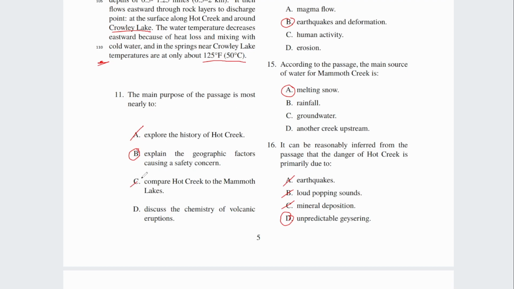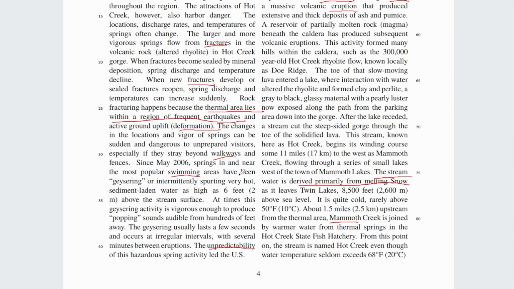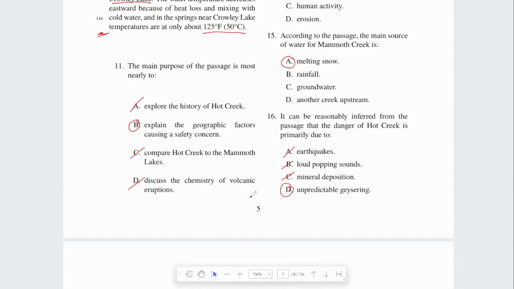Comparing Hot Creek and Mammoth Lakes, for one thing, it's sort of difficult to do because they're sort of the same. Mammoth Lakes flows into Hot Creek eventually, so the comparison happens when they compare the temperatures, but this is not the main purpose of the passage. This is a couple sentences, if that. And to discuss the chemistry of volcanic eruptions, well, I don't think there's any chemistry or any volcanoes at any point in this passage. Maybe a couple volcanoes, I don't know. But really, this is not about chemistry and volcanoes. This is about all of this geography that causes this safety concern.